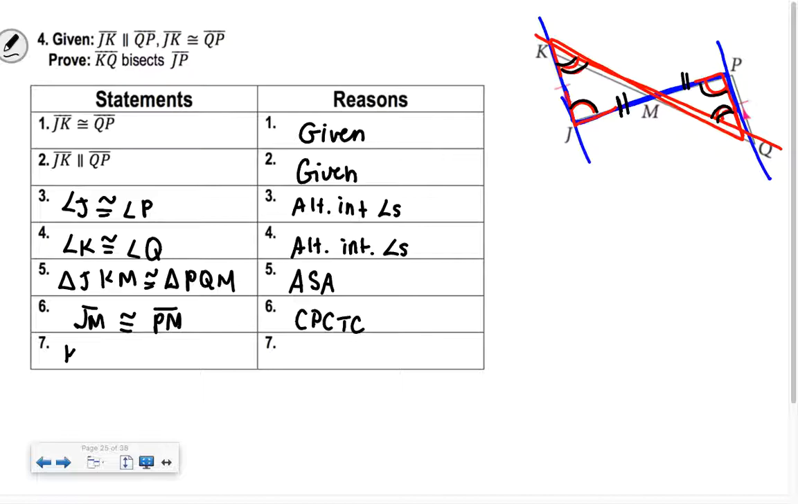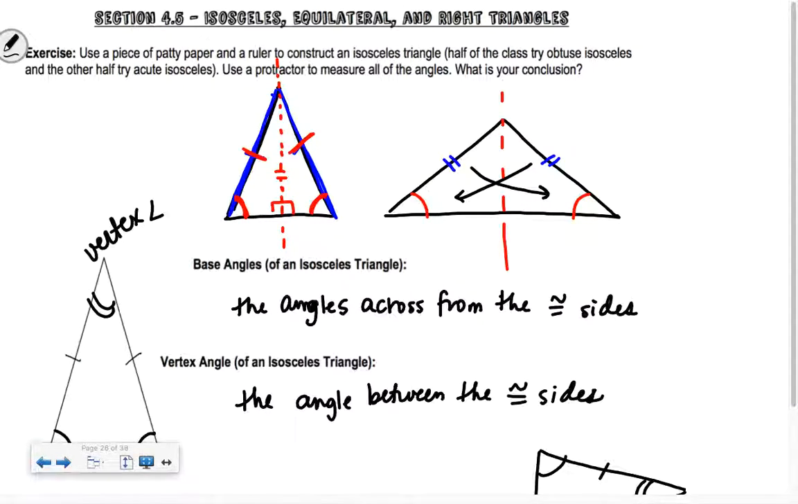And then the last step, KQ bisects JP. So what do you think we're going to put for our reason? Sarkis, you with me? So reason, what do I put? Do you guys have it? Definition of what? Close. He said angle bisector. What do you think? Segment bisector, yeah. So definition of segment bisector, because it was a segment that was being bisected, right? Okay. That's about as hard as they get. Okay. So let's stop.